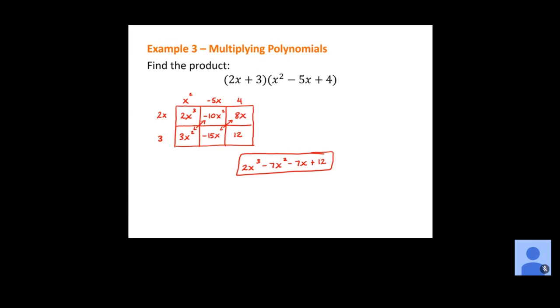But again, all this is just taking the 2x, distributing it to each of my terms in my second set, taking the 3, distributing it to each of the terms in my second set, and then combining like terms. That's all we've done. The box is just an organizational way to make sure that we've multiplied everything we're supposed to. Any questions on that one now?